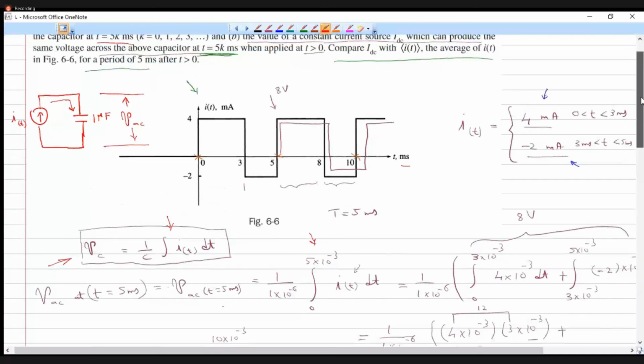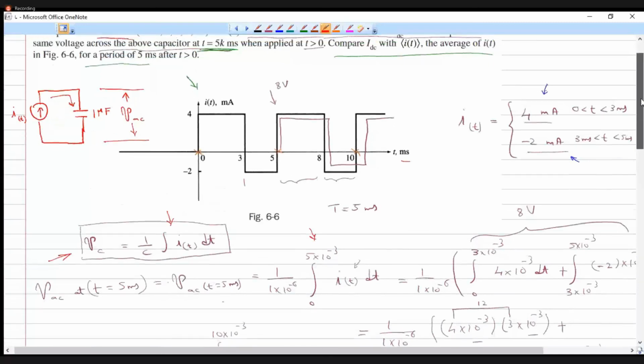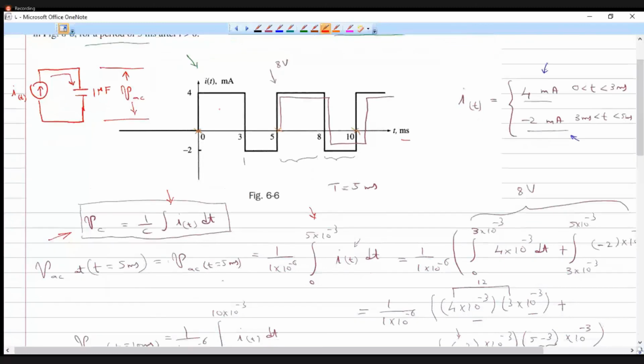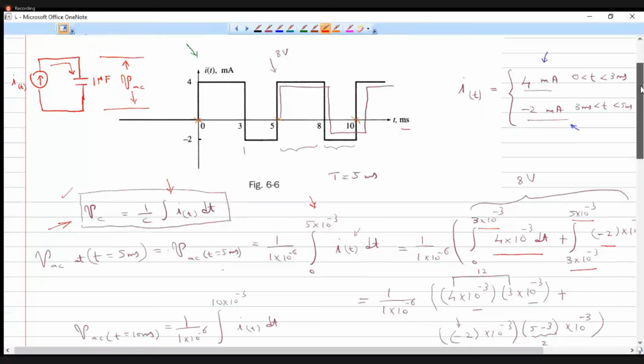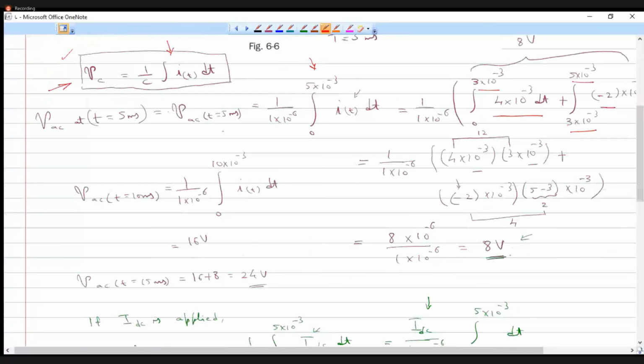This current has a value of 4 milliampere for time interval 0 to 3 millisecond, and a value of -2 milliampere for time interval 3 millisecond to 5 millisecond. Using that, you can integrate this function with respect to t, and find out the voltage across the capacitor. We got a value of 8 volt in that example.